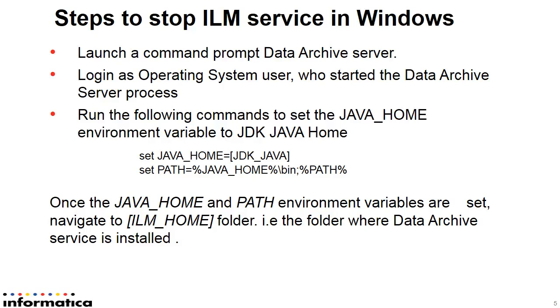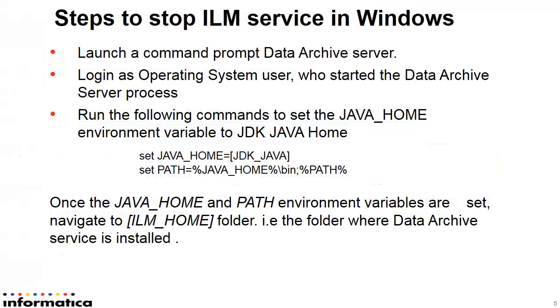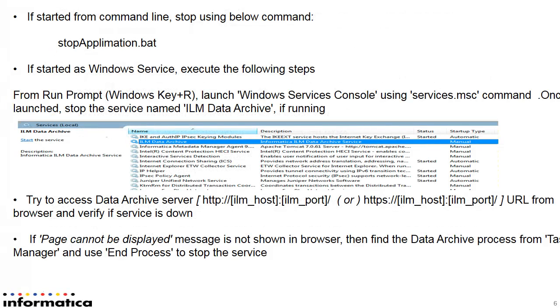Now let us see about stopping the ILM service in Windows. It is quite similar to the stopping ILM service in Unix. You have to launch a command prompt, log in as a user who started the data archive service, set the Java home and path environmental variables. You can navigate to the ILM home directory and run the script start implementation.bat.